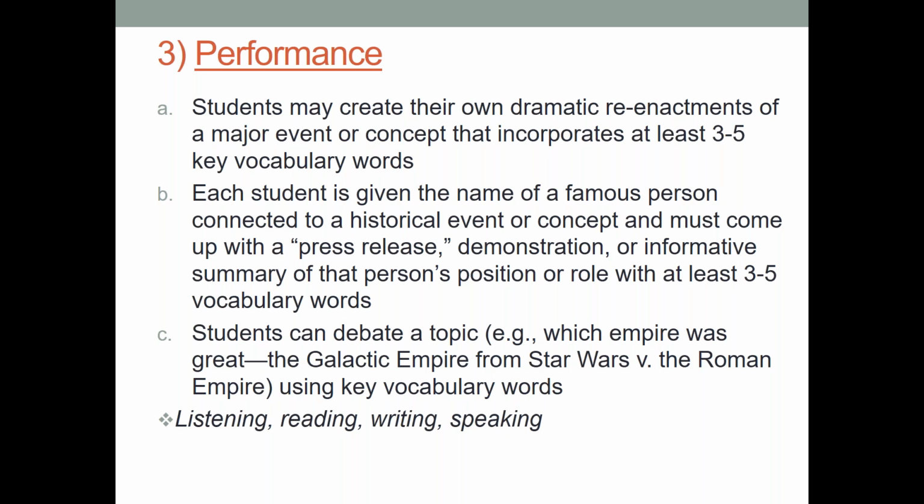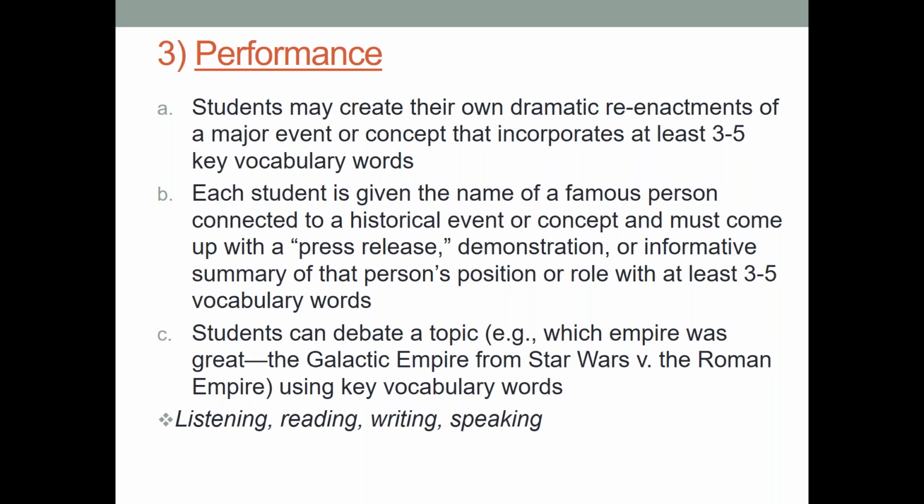Other things that are really helpful with this are debates. You could even debate which empire was greater, the Galactic Empire or the Roman Empire. So try to make it fun for them and engaging and connecting with their interests, because again, that's really going to help them to connect with the material and learn it a little bit more deeply.